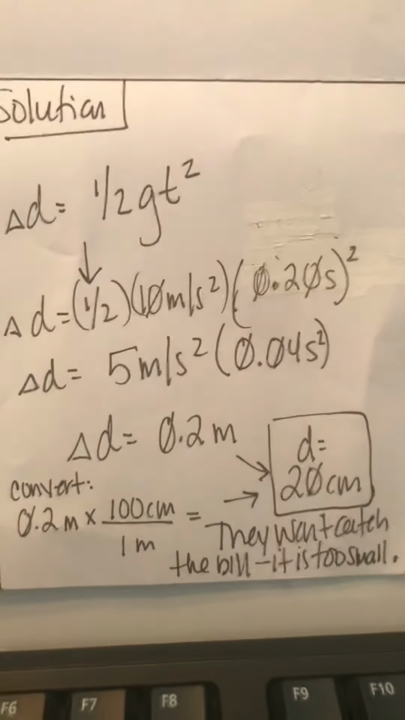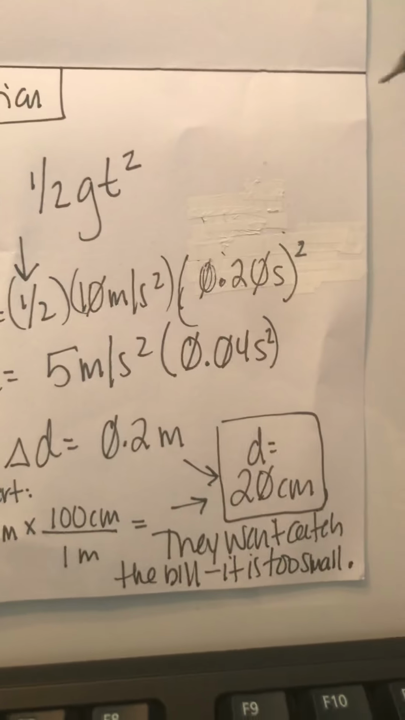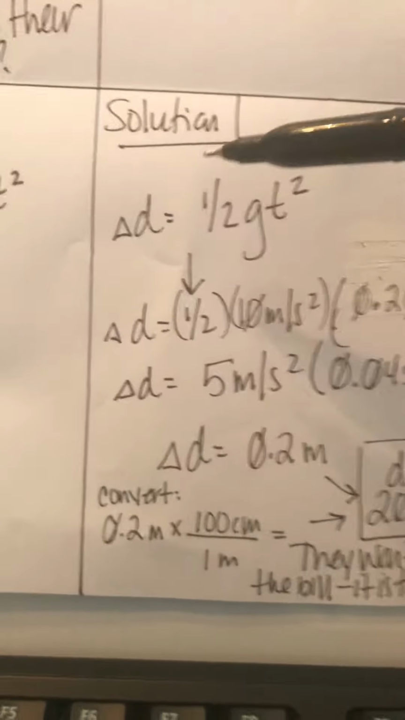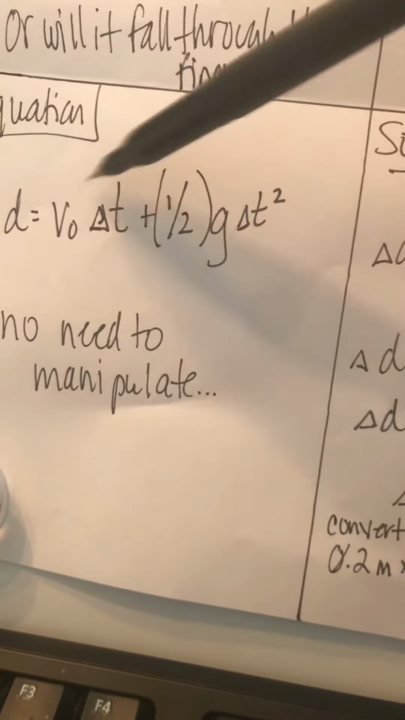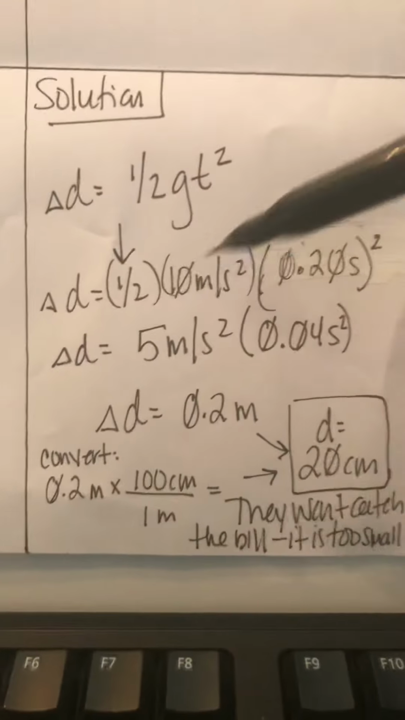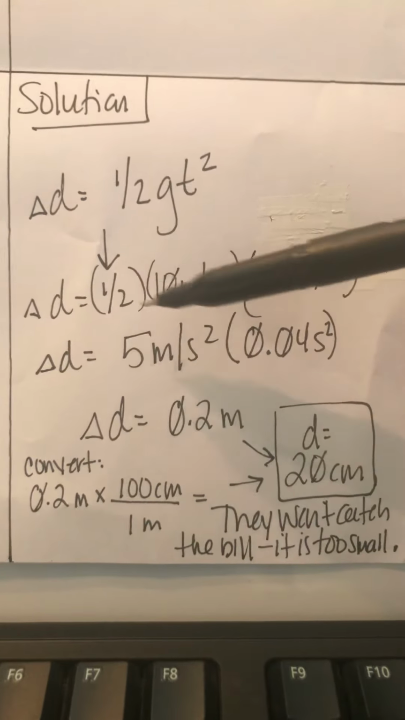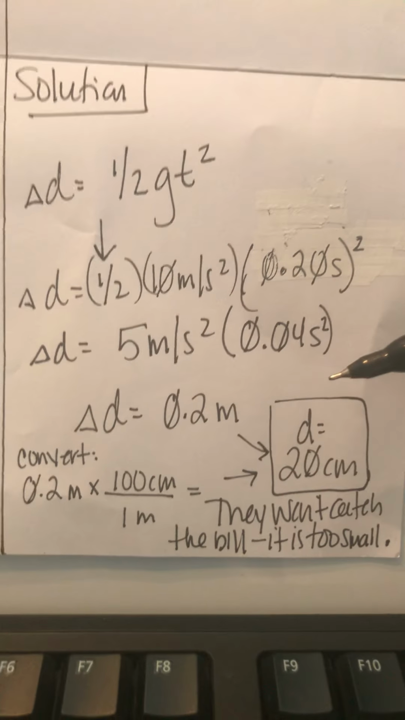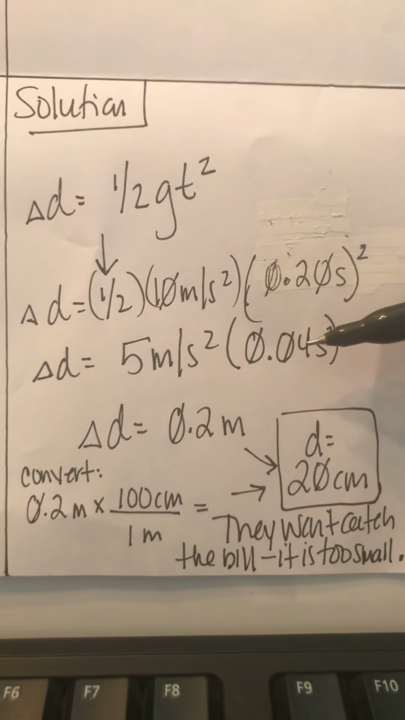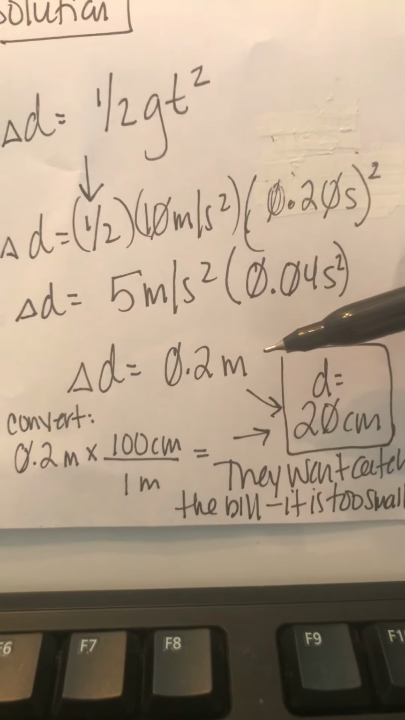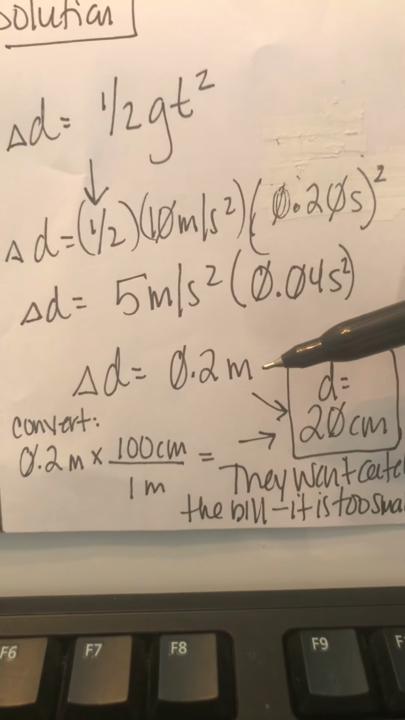So the hardest part of this was thinking about how to solve it. Okay, we plug and chug. That first part of the equation comes out because initial velocity is 0, so we just get d equals 1/2 gt squared. Okay, fill it in, plug, chug, bring it on through. We end up with 5 times 0.04, which is 0.2 meters. Oh, wait a minute. Tricky, tricky.